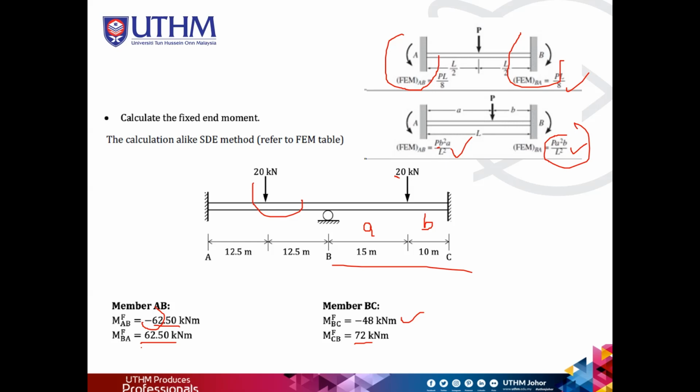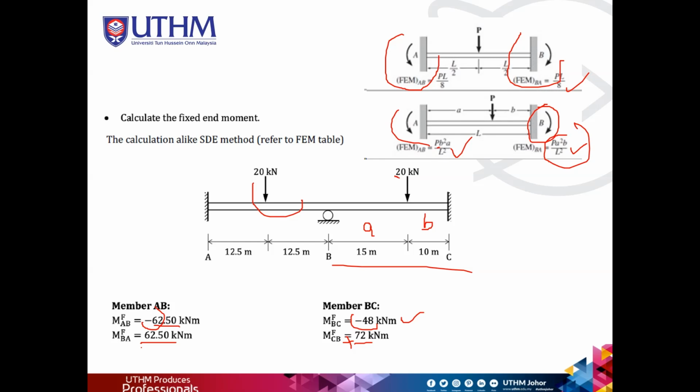Okay, again, the negative and positive values refer to the sign conventions of the FEM, which is counterclockwise is negative and clockwise is positive. So here we have 62.5 at member AB, and negative 48 and positive 72 for member BC. So basically, for every member, we will have 2 FEM.